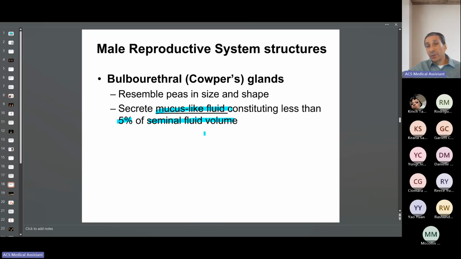So the seminal glands produce 60%. The prostate produces 30%, and this one 5%. So we have here like 95%. And then the other 5% is going to be sperm if it travels there. So now we have 100%. So it's very little amount of this.